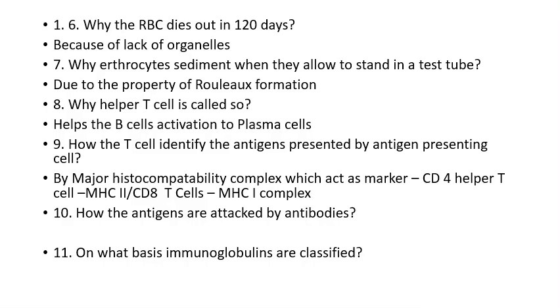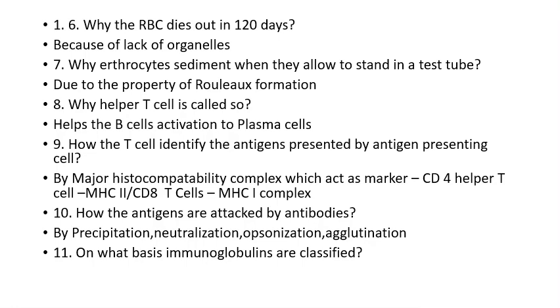The next question, how are the antigens attacked by antibodies? By precipitation, neutralization, opsonization, and agglutination. Precipitation means the antigen will get agglutinated. It forms a complex with the antibody. Antigen antibody complex will be formed.